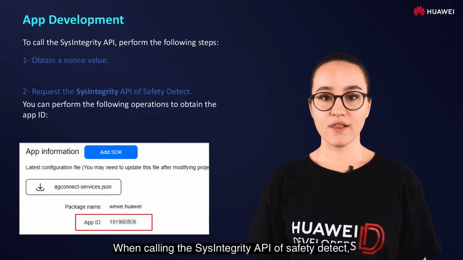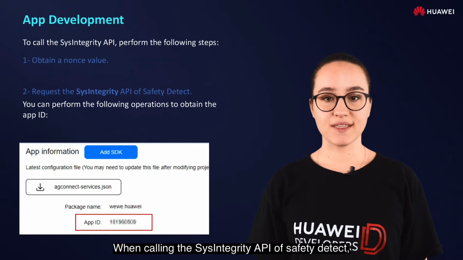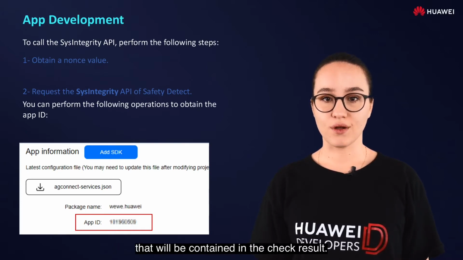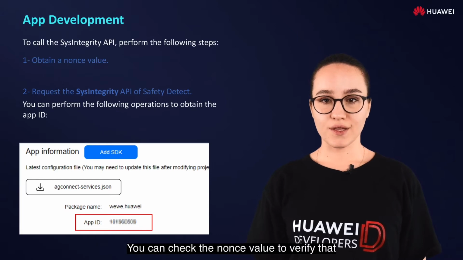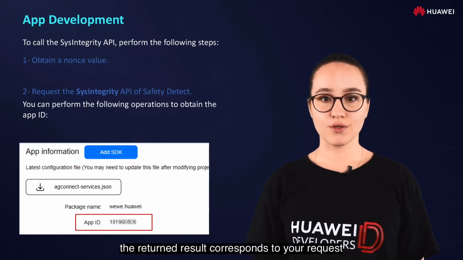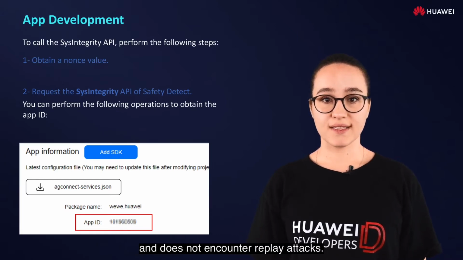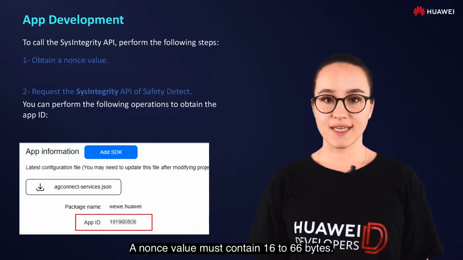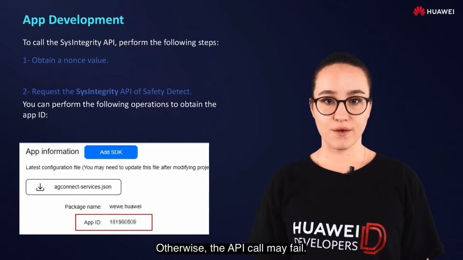To call the SysIntegrity API, perform the following steps. 1. When calling the SysIntegrity API of Safety Detect, you must pass a nonce value that will be contained in the check result. You can check the nonce value to verify that the returned result corresponds to your request and does not encounter replay attacks. A nonce value must contain 16 to 66 bytes. Otherwise, the API call may fail.